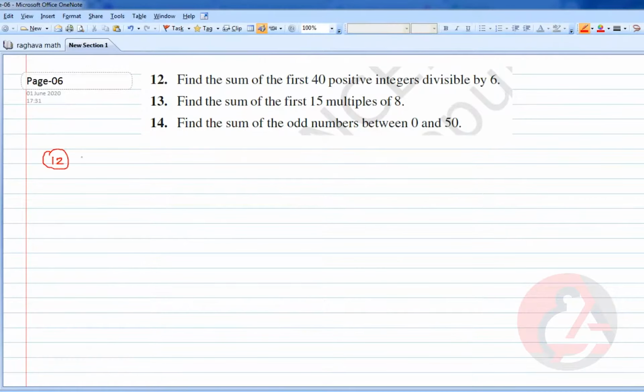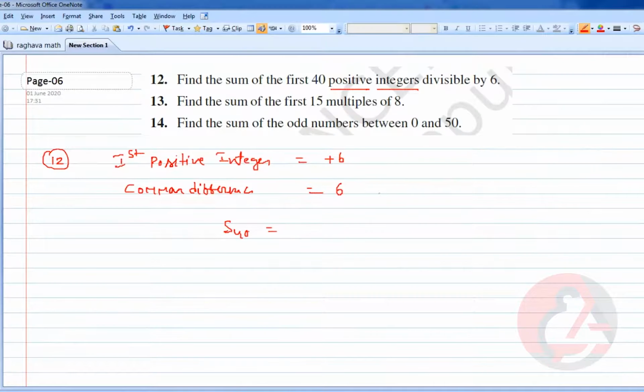The first positive integer divisible by 6 is 6, sir. Correct. The next positive integer divisible by 6 is 12. They are only multiples of 6, because he is saying positive integers divisible by 6. So the common difference is 6, and he is asking S40. That means n is equal to 40. Find out the answer.